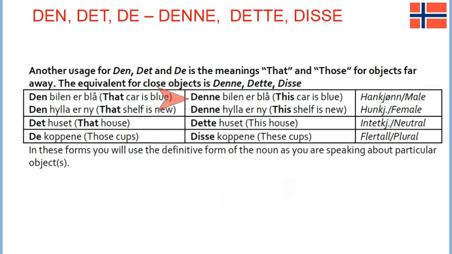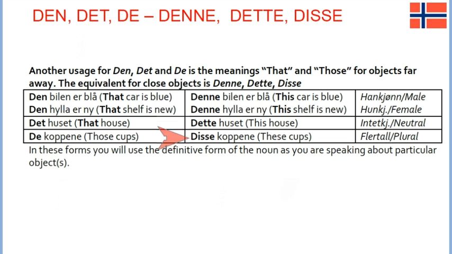Denne bilen er blå. Bilen, still a male noun, so then denne for this. Same as always, male and female have the same conjugation when it comes to pronouns and adjectives, etc. So denne bilen er blå. Denne hylla er ny. This shelf, female, is new. If we go to the neutral for this, dette huset, this house. And in plural, disse koppene, these cups.